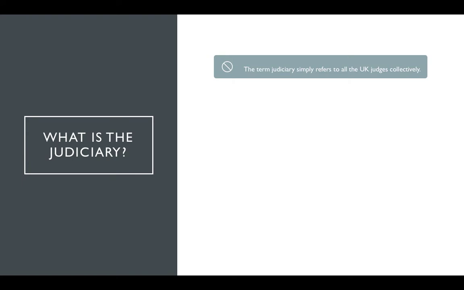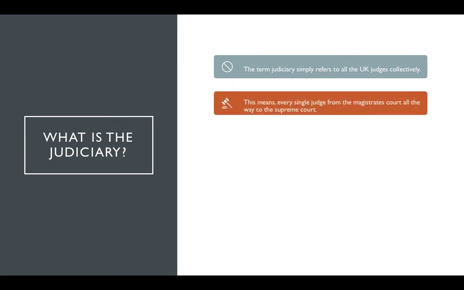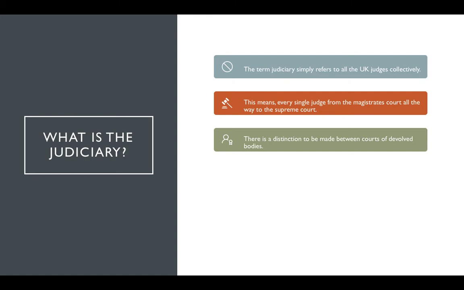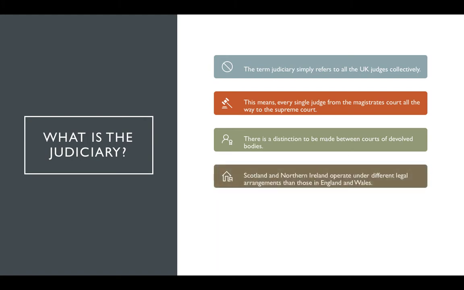The term judiciary simply refers to all UK judges collectively. This means every single judge from the Magistrates' Court all the way up to the Supreme Court. And there has to be a distinction made between courts of devolved bodies, so different courts in Scotland and Northern Ireland. Okay, so Scotland and Northern Ireland operate under different legal arrangements than those of England and Wales.